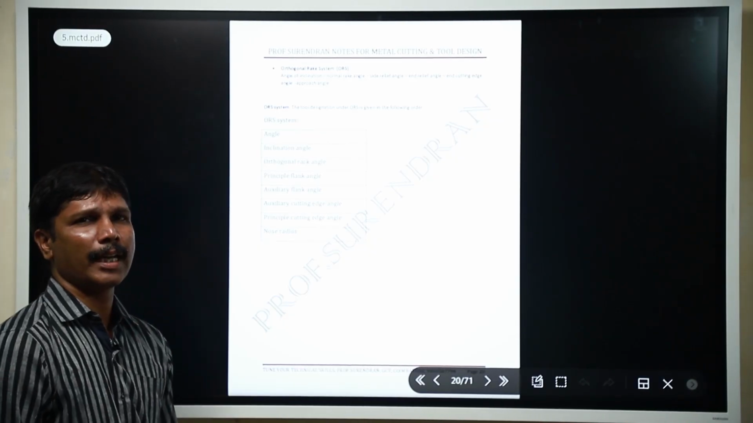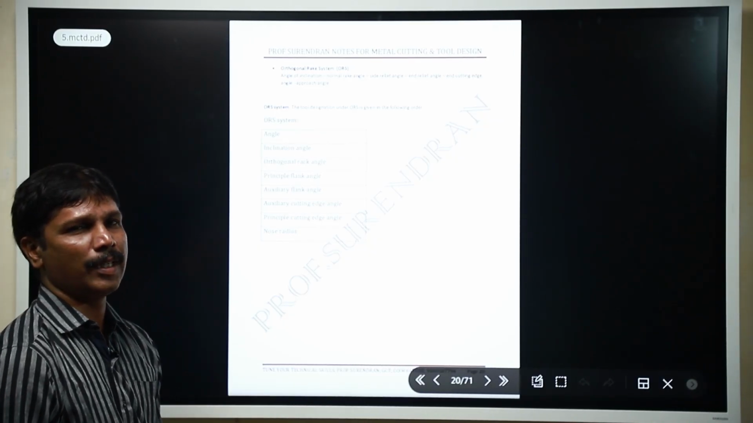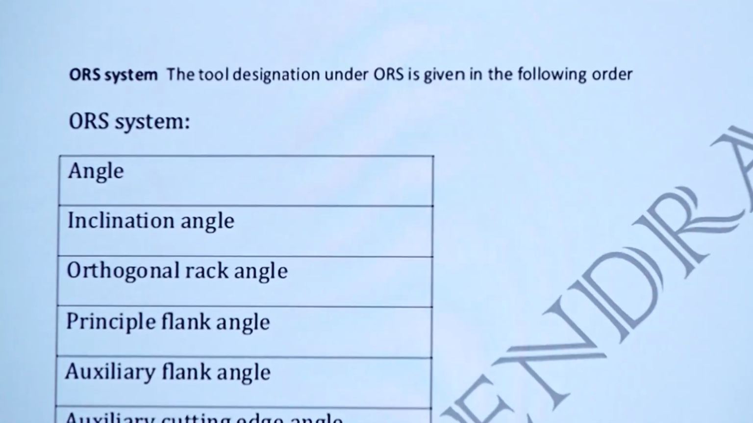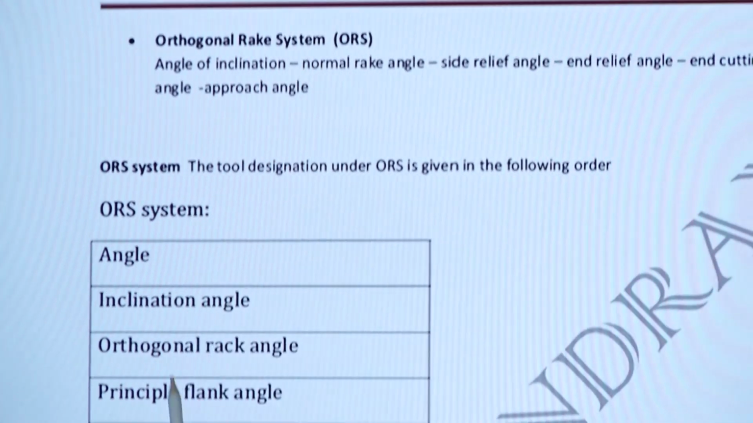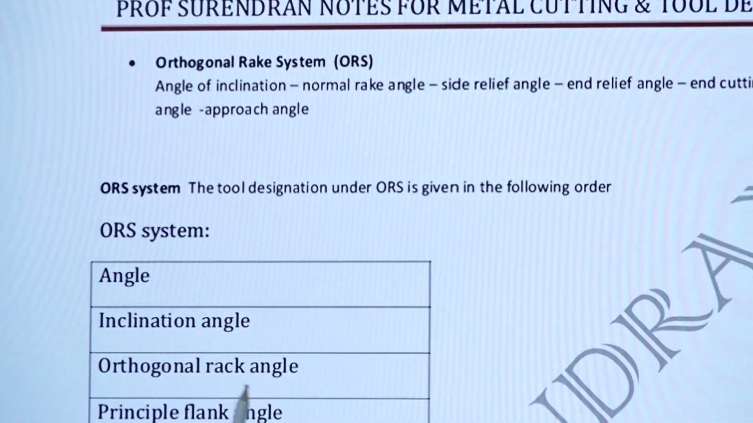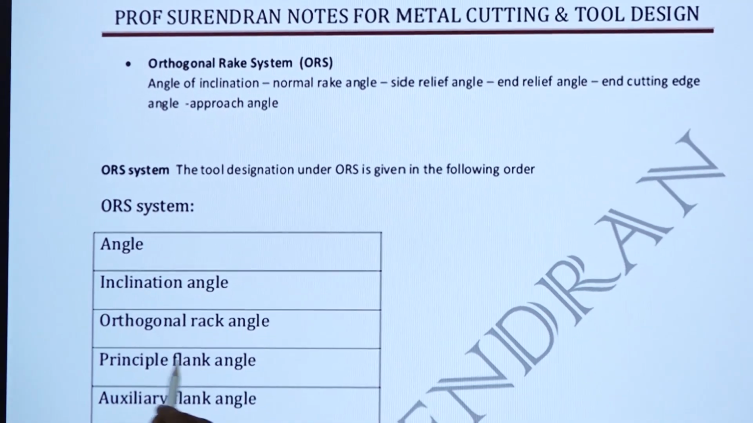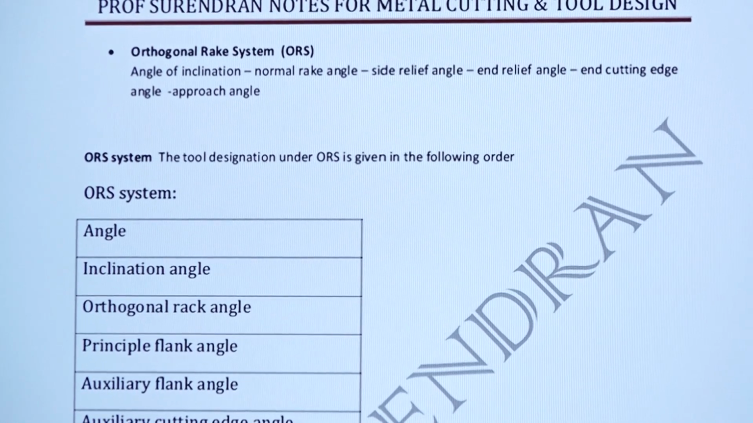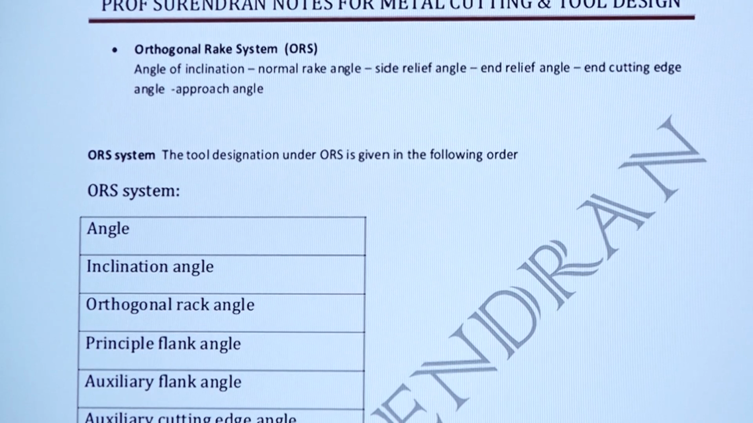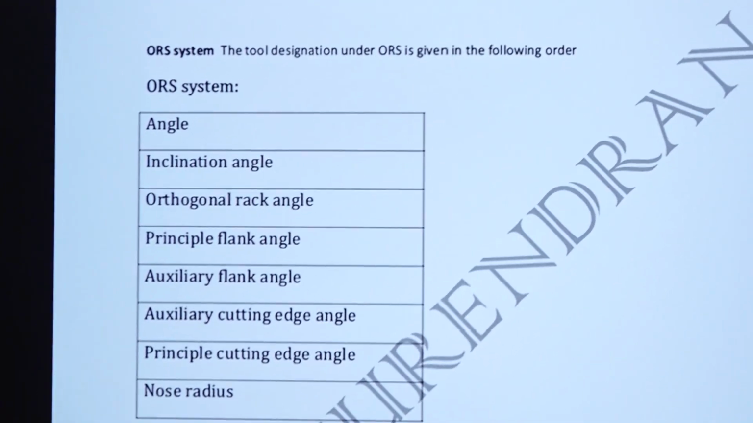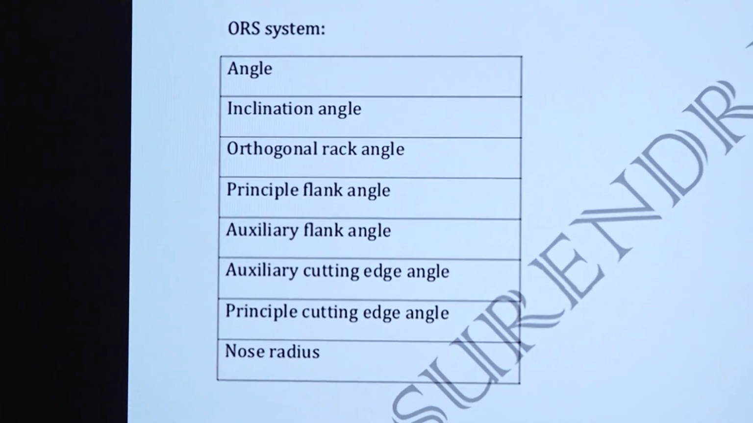Next is the orthogonal rake system. The orthogonal rake system also consists of 7 terms. The first term is inclination angle or angle of inclination. Next, normal rake angle or orthogonal rake angle. Next, principal flank angle, auxiliary flank angle, auxiliary cutting edge angle, principal cutting edge angle, and nose radius. These are 7 terms you should remember.